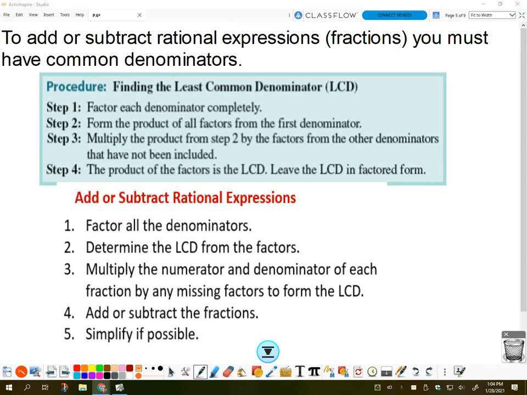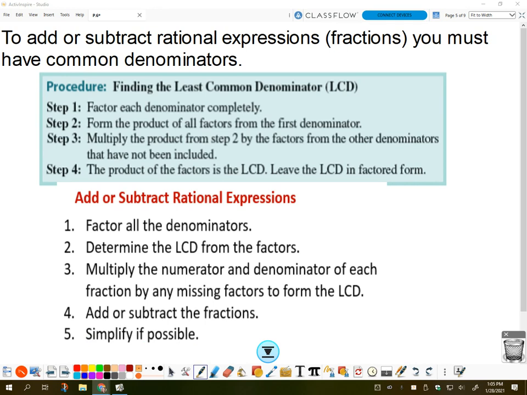for finding the least common denominator, because you have to have common denominators to add and subtract. And then I have some steps on adding and subtracting rational expressions. So if you look at these steps, you're going to factor all the denominators, determine the LCD from the factors, multiply the numerator and denominator of each by any missing factors to form the LCD, add or subtract the fractions, simplify if possible. Most of what I give you is not going to simplify, okay, once we're done.